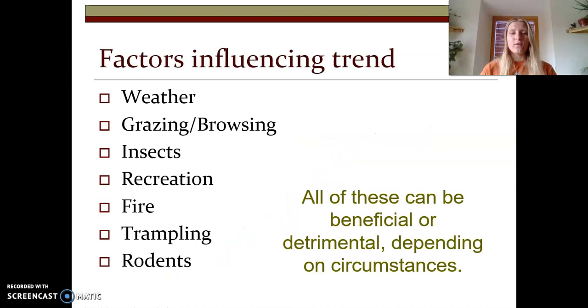So factors that influence your trend are weather, grazing and browsing, insects, recreation, fire, trampling, rodents. They can be beneficial, they can be detrimental, but it depends on the circumstances. So, for example, grazing and browsing. Remember, browsing is what elk and deer and wildlife typically do because they're eating browse, which is more of our woody plants instead of just grasses and forbs. Browsing is also on forbs, though.